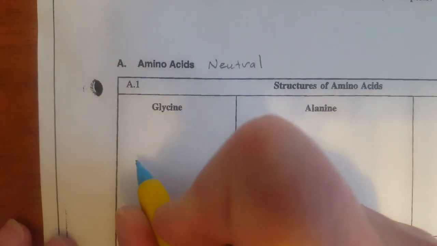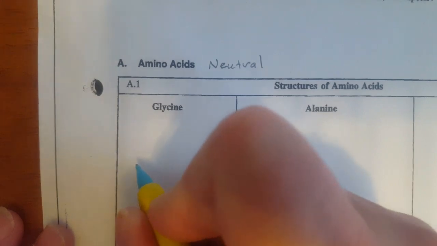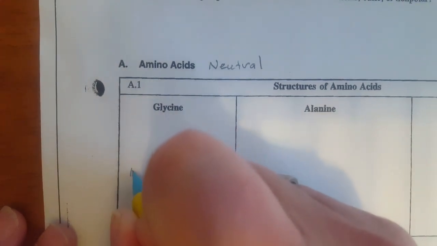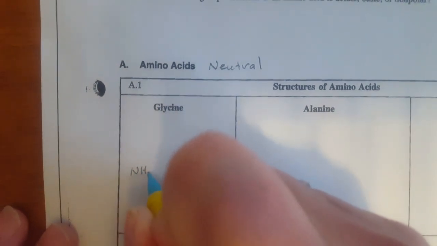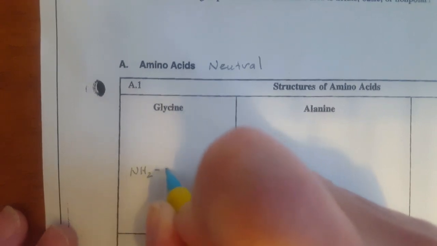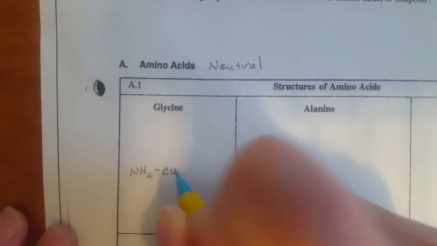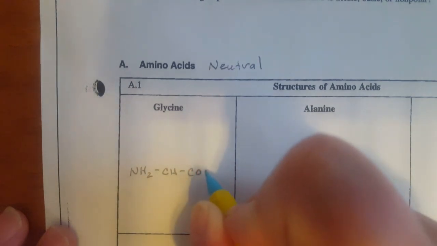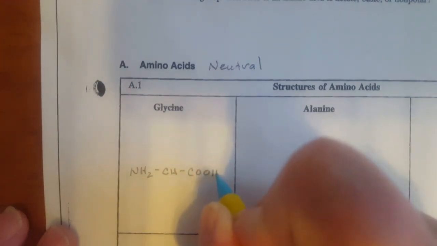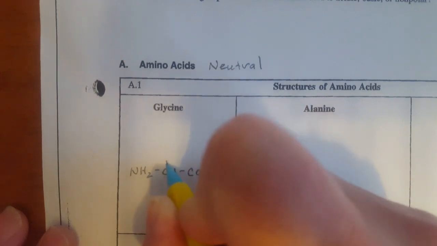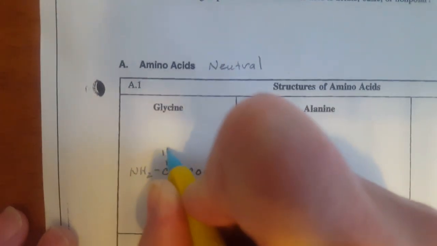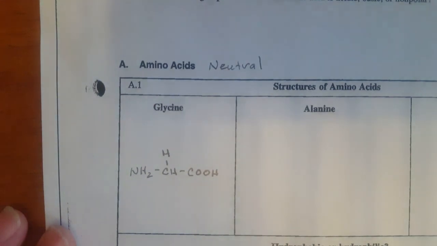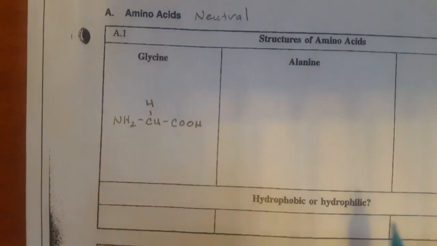So again, as a neutral structure, the glycine contains an amino terminal and a carboxylate terminal and an R group. In the case of glycine, it's H. So that's a neutral structure of glycine, and you can do that for alanine and serine.